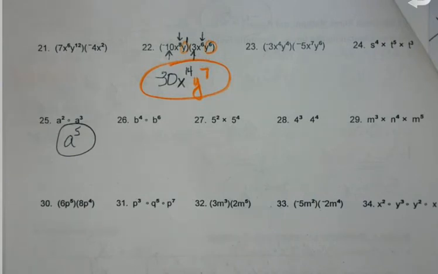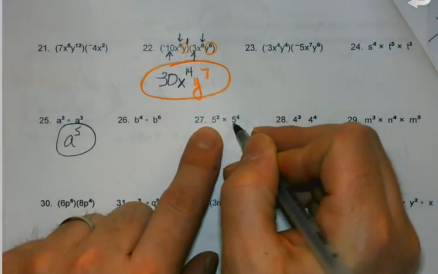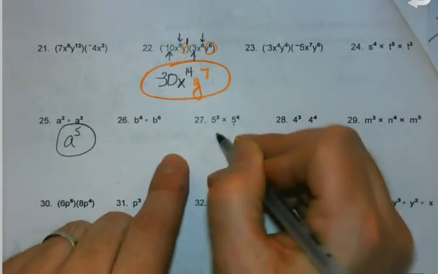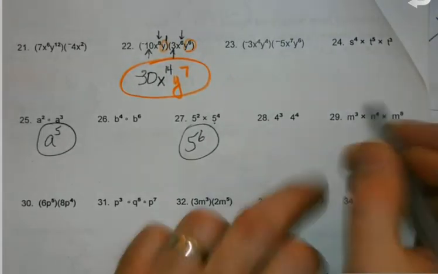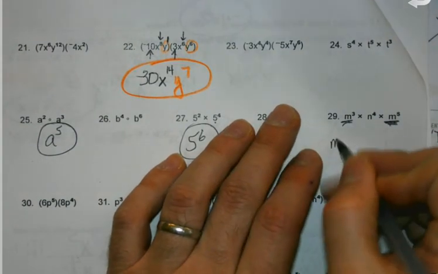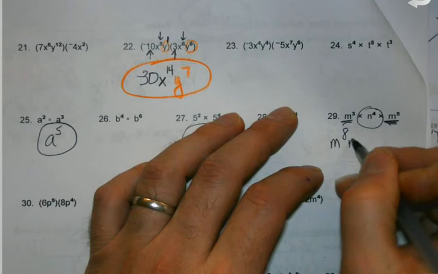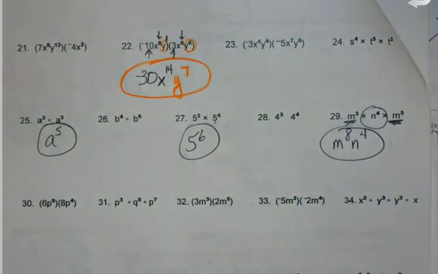And otherwise, even if it's a number, 5 squared times 5 to the 4th, they have the same what's called the base, so it can be a number too. Add the exponents. 5 to the 6th. So don't overcomplicate things on this. Now 29, which are the same? The m's. So we'll add their exponents. 3 and 5 is 8. The n's, there are no other ones. And I just put that on the end. So add the exponents when they have a like base. If there's numbers in front, just multiply them together.